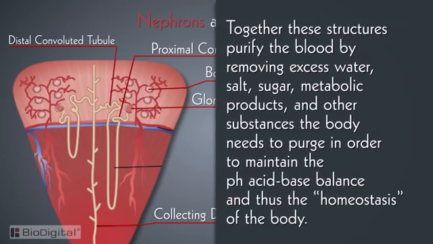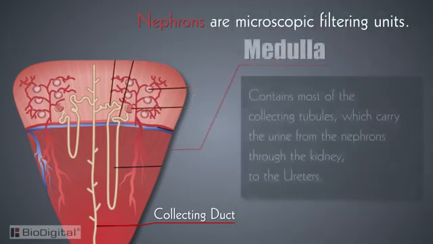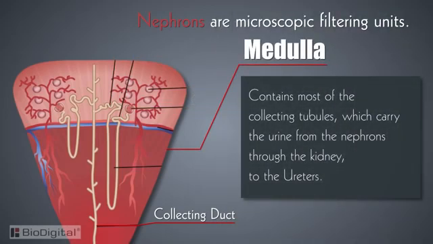Together, these structures purify the blood by removing excess water, salt, sugar, metabolic products, and other substances the body needs to purge in order to maintain the pH acid-base balance and thus the homeostasis of the body. Now the medulla is the interior section of the kidney. It contains most of the collecting tubules, which carry the urine from the nephrons through the kidney to the ureters.